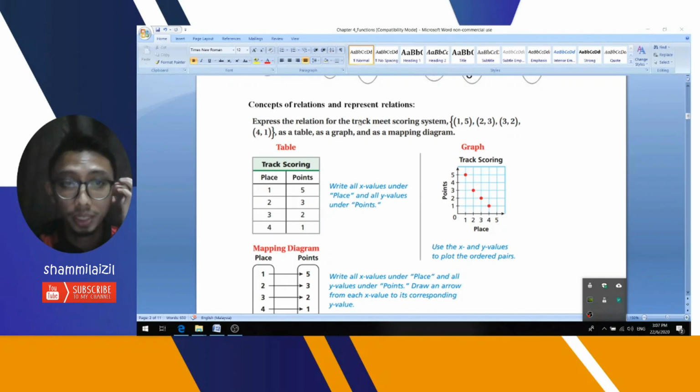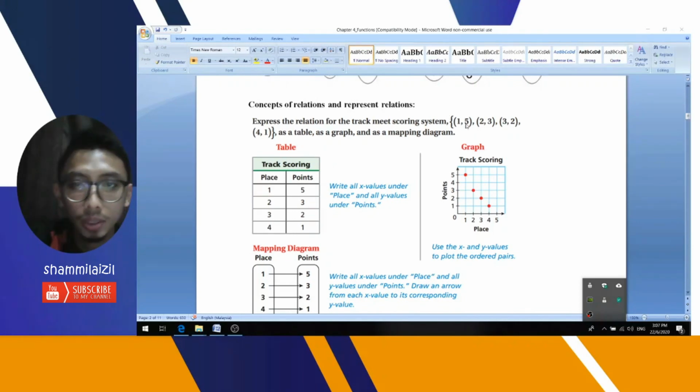Alright guys, so let's talk about concepts of relations and how we represent the relations. Actually, we can represent it in the form of table, graph, and mapping diagram. So take a look at the question given to you. Express the relation for the track meet scoring system 1, 5, 2, 3, 3, 2, 4, 1 as a table, as a graph, and as a mapping diagram.